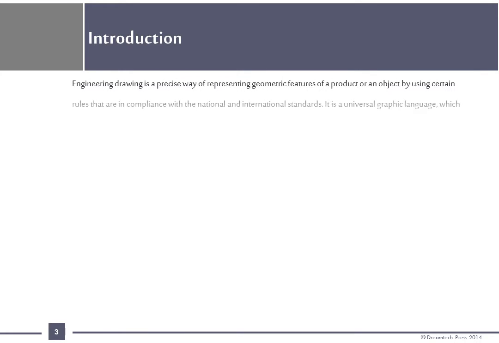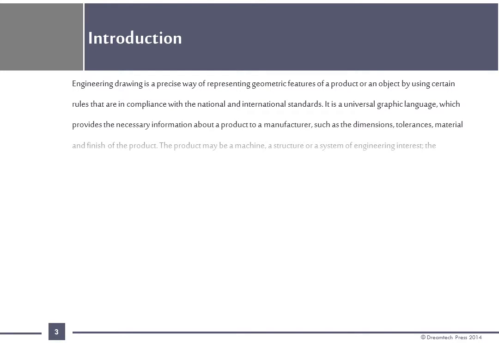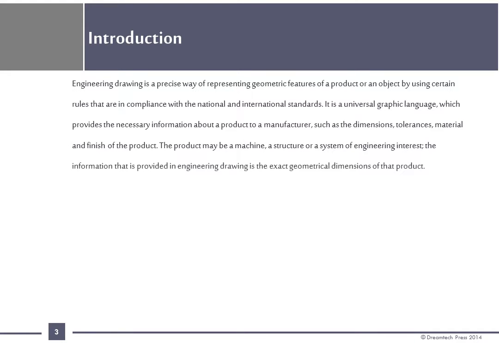Introduction. Engineering drawing is a precise way of representing geometric features of a product or an object by using certain rules that are in compliance with the national and international standards. It is a universal graphic language which provides the necessary information about a product to a manufacturer, such as the dimensions, tolerances, material, and finish of the product. The product may be a machine, a structure, or a system of engineering interest. The information that is provided in engineering drawing is the exact geometrical dimensions of that product.